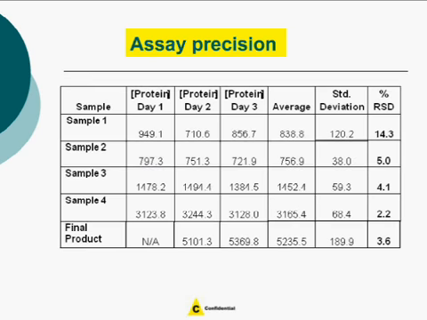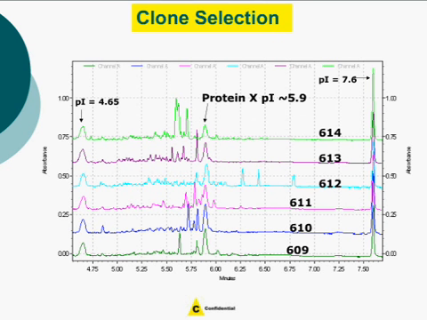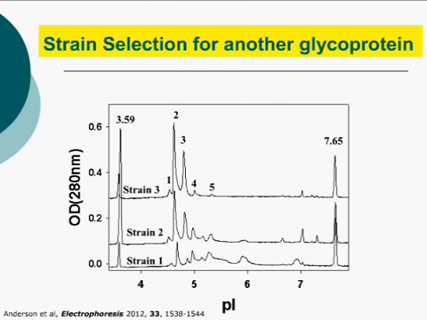Okay. And finally, we are also able to measure concentration during clone selection studies. So in addition to being able to provide some information on the charge heterogeneity of the proteins produced by different clones, we're also able to measure concentration using this method. And then I'd just like to wrap up my talk by providing two examples of how we were able to use imaged capillary isoelectric focusing for strain selection for glycoproteins.